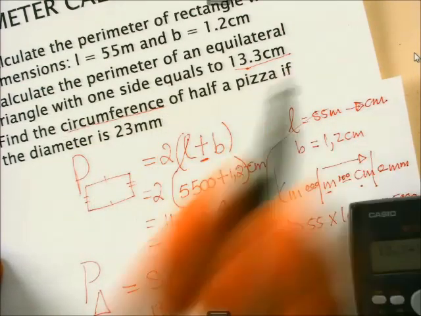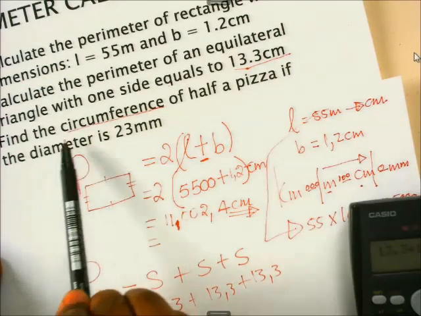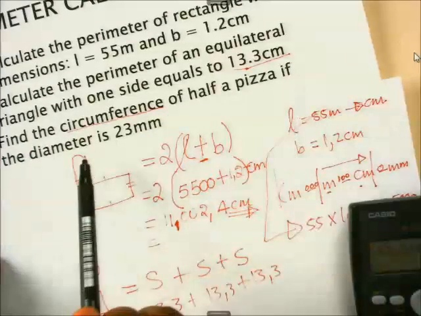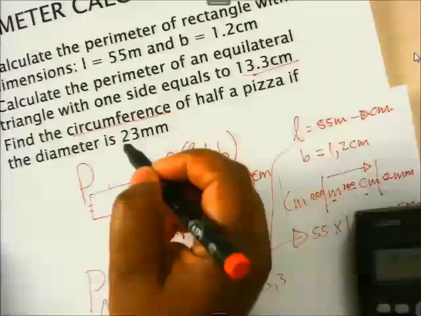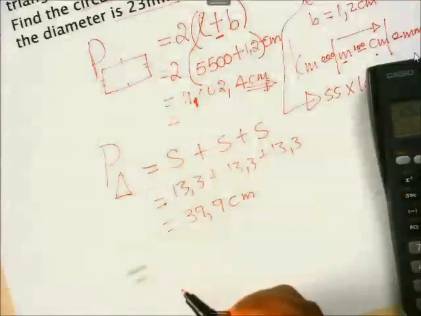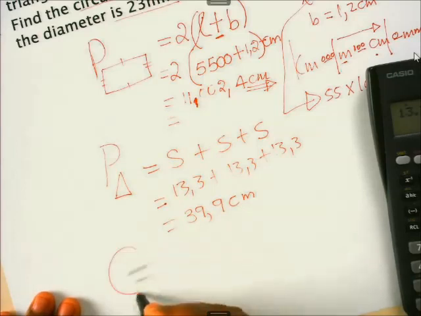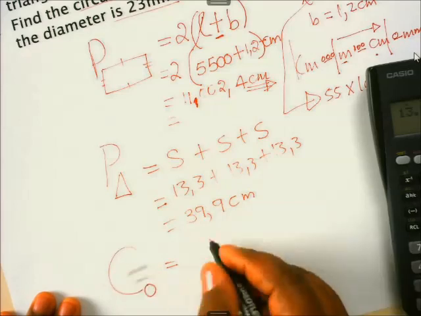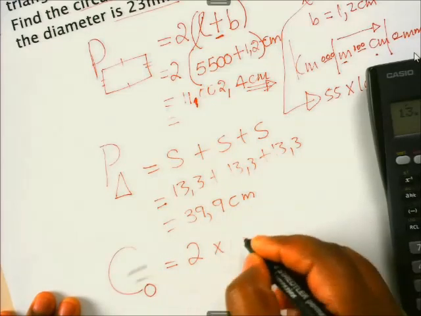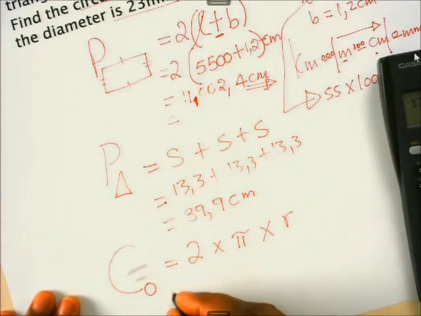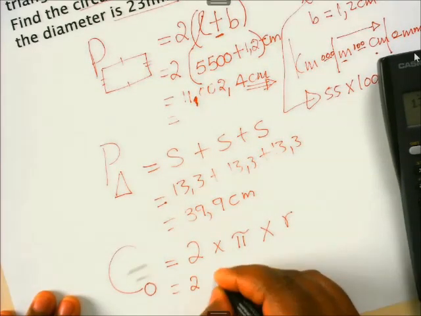And also, we have the third example. They say we must find the circumference. This is the perimeter of a round shape. We must find the circumference of half a pizza if the diameter is 23 millimeters. Right. Now we said the formula for the perimeter of a round shape, the circumference of a round shape, will be equal to, we can use any formula, 2 times the value of pi times radius.